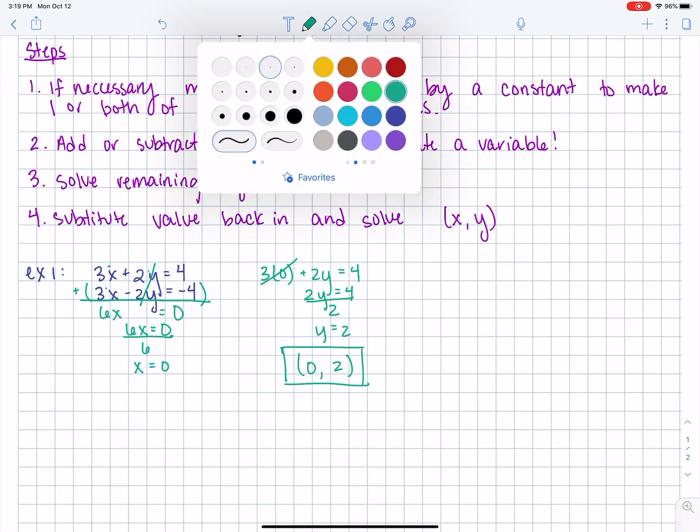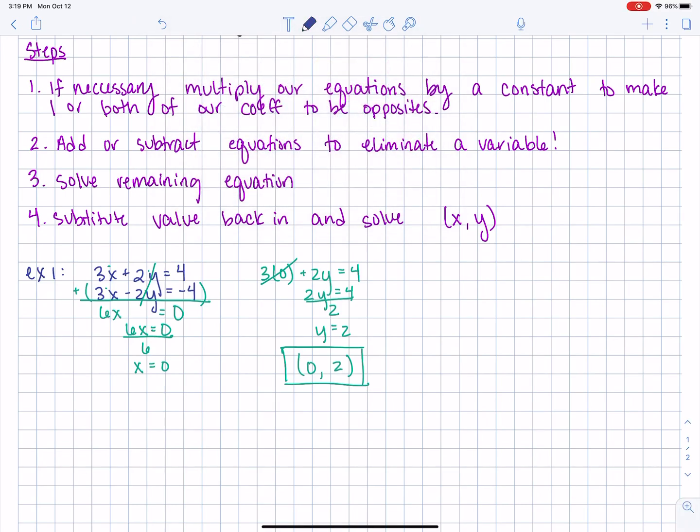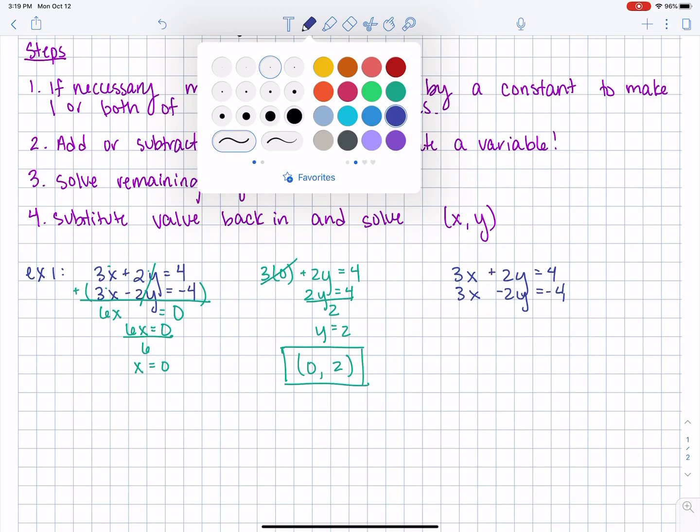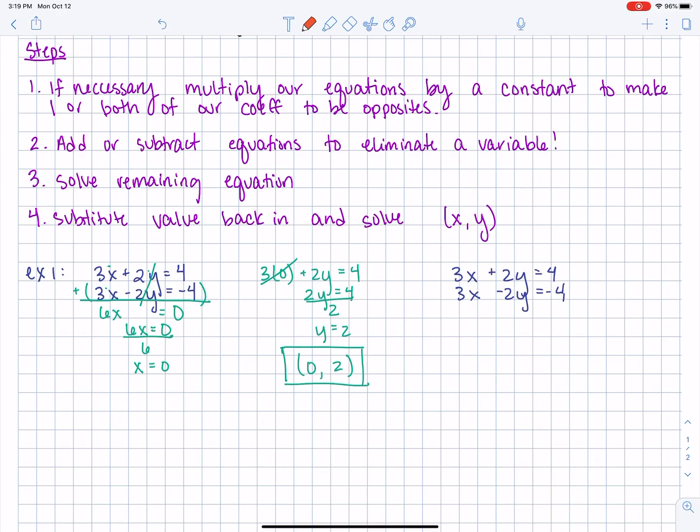Now, just to show you that you can actually do this by adding or subtracting, we're going to do it one more time, and I'm going to show you that we can subtract these. We'll choose purple this time. Actually, we'll choose orange. Little Mets colors. All right, so we're going to subtract them because if you'll notice, when you have the same coefficient, so 3x and 3x, 3x minus 3x makes those x's eliminate or disappear.